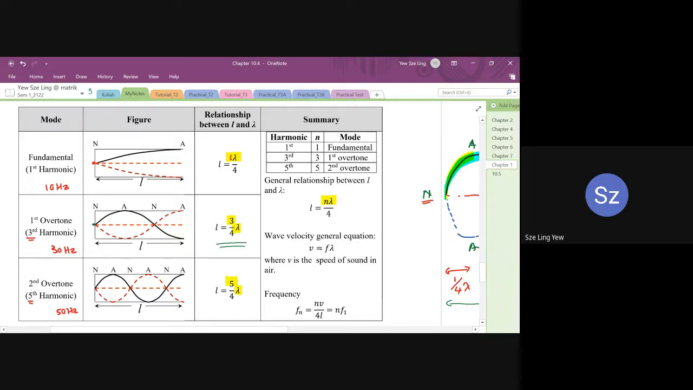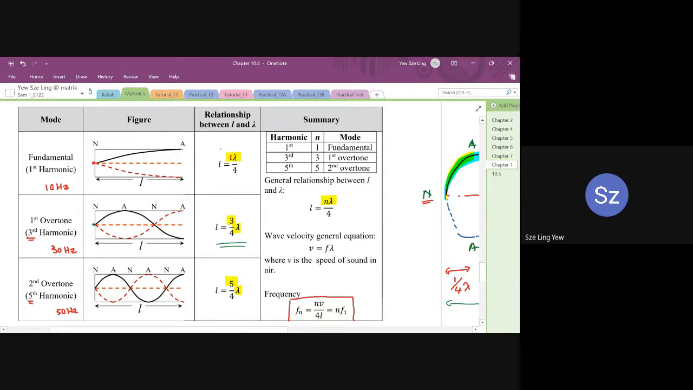Again, the general equation is V equals F lambda, where V is the speed of sound in the air. So again, you're looking at the speed of sound in the air, therefore it is a constant value. There are no specific equations. When you combine all of them together, you obtain a new equation: Fn equals nV over 4L, which equals n F1. So this is the general equation for a closed end air column or closed end pipe, or closed at one end. Those are the terms that you will see in a question: closed at one end, closed end air column, closed end pipe. So this is how you derive it.